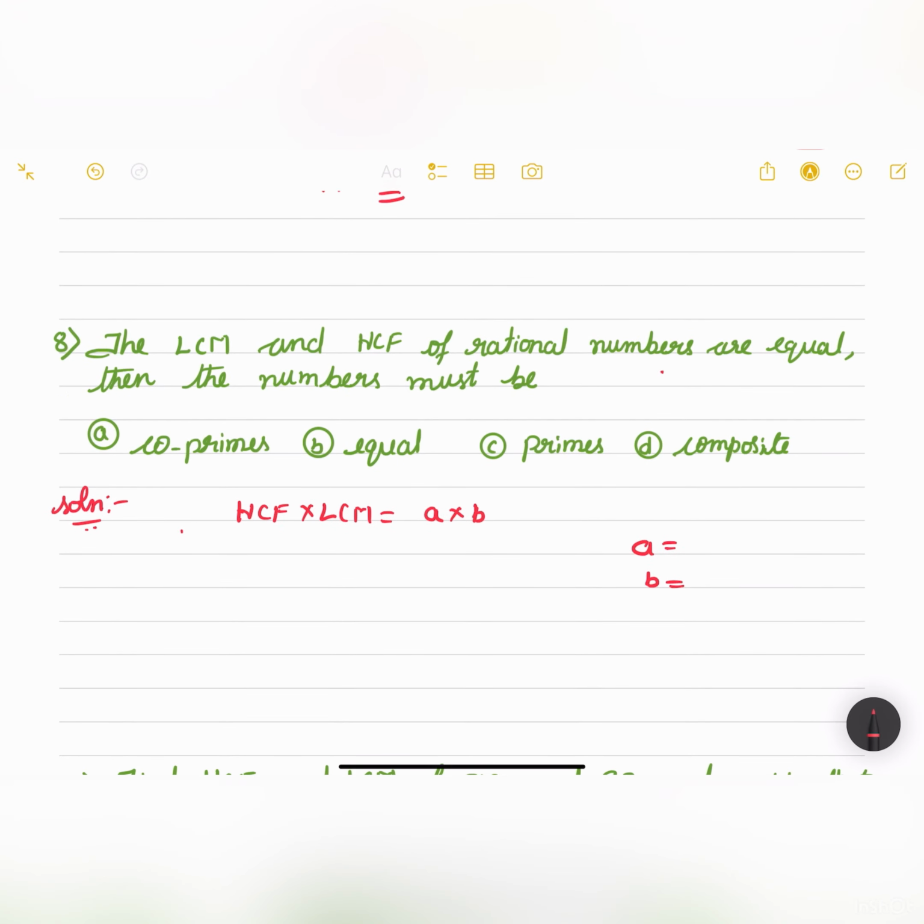The LCM and HCF of rational numbers are equal, then the number must be. Let us take A as 4, B as 4. Both the numbers are equal. Okay. Then what will happen to the LCM and HCF of those two numbers? So we know that it is, we can, this is not required. If we take A as 2 square and B as 2 square, because this is 2 square and this is 2 square.